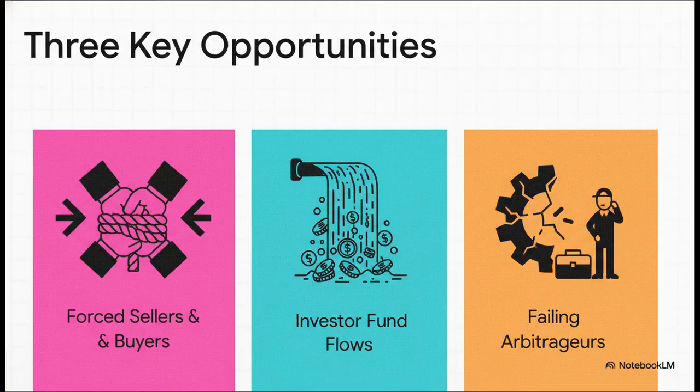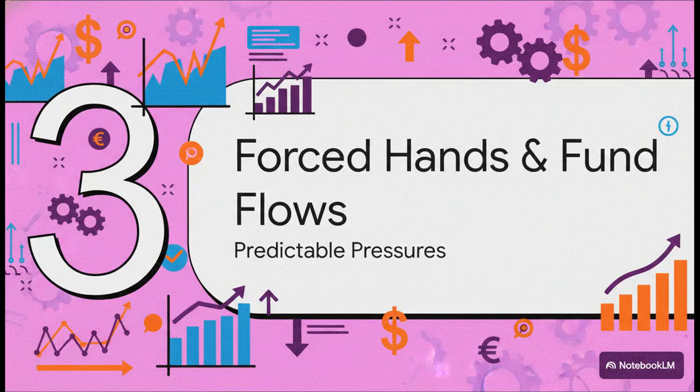And these opportunities tend to fall into three main buckets. First, you've got players who are straight up forced to sell or buy. Second, you've got the huge impact of investor fund flows sloshing around. And third, you have those rare moments when the market's traditional repairmen, the arbitrageurs, are just out of gas and can't do their jobs. Let's dig into those first two, because honestly, they are some of the most powerful and common technical forces you're ever going to see as an investor.